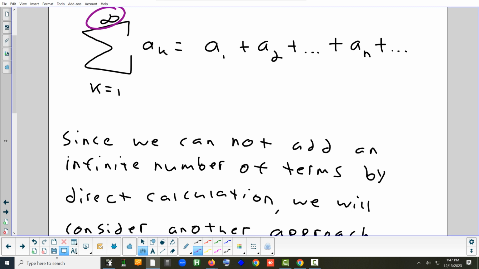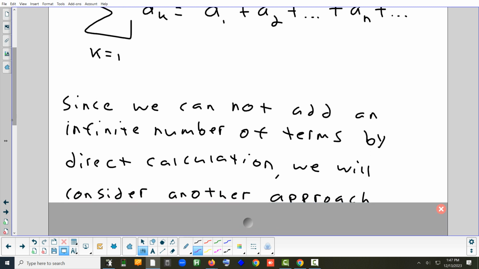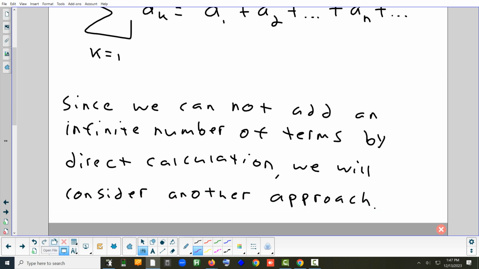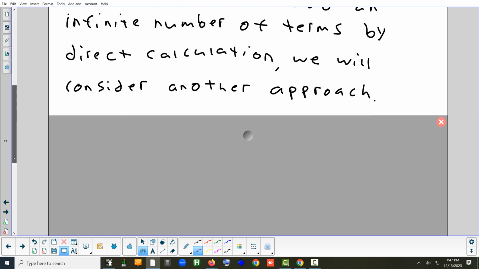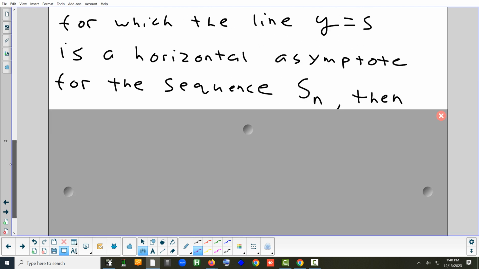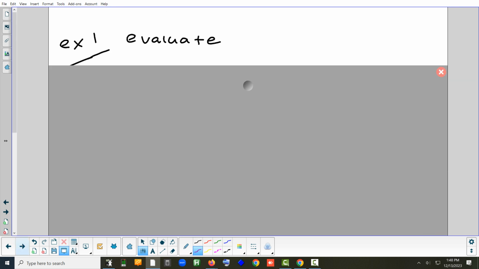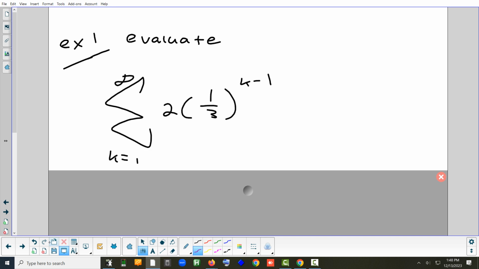So again, practically speaking, we can't add up an infinite amount of terms directly. It's going to take a long time to add up infinitely many things. So we're going to look at doing it a different way. All right, I'm going to hold off on that. Let's see if we can figure out this one. So this says the sum from 1 to infinity, and here is our formula.